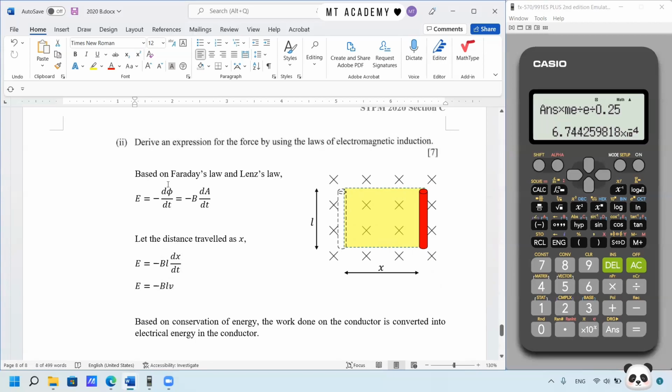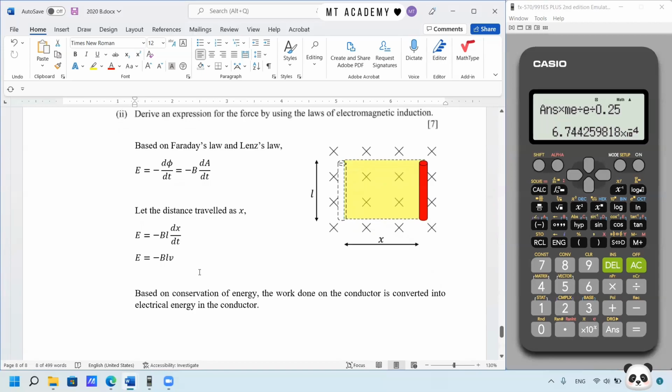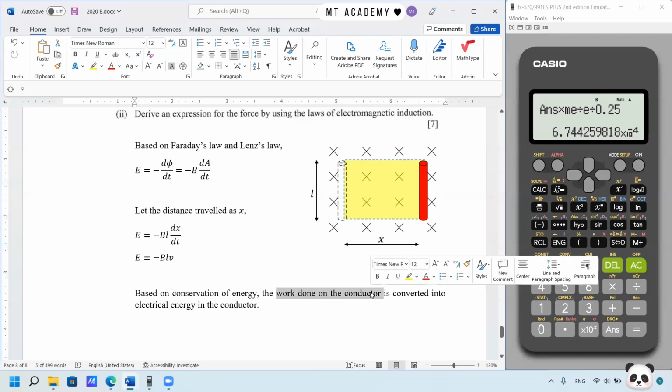But now what we're going to do is derive the expression for the force on the conductor. Based on conservation of energy, we apply a force on the conductor so that it can continue to move at a constant velocity. When you apply the force on the rod to move through a certain distance, that is the work done on the conductor, which is converted into electrical energy in the conductor, the induced current.